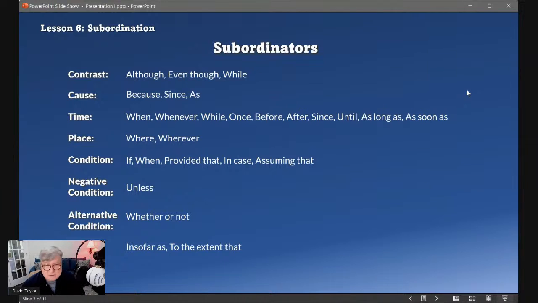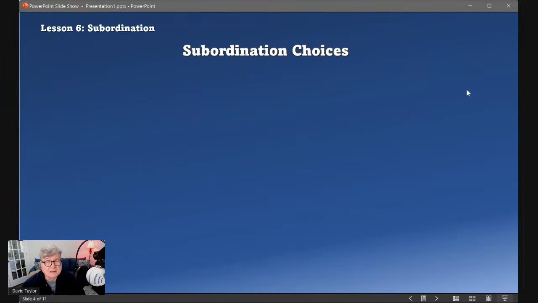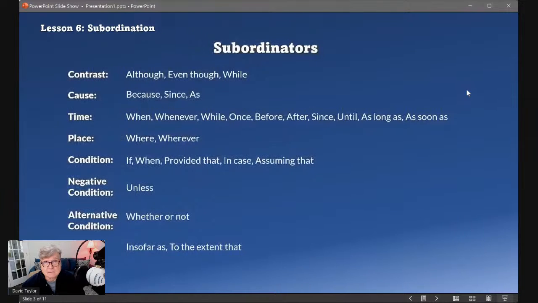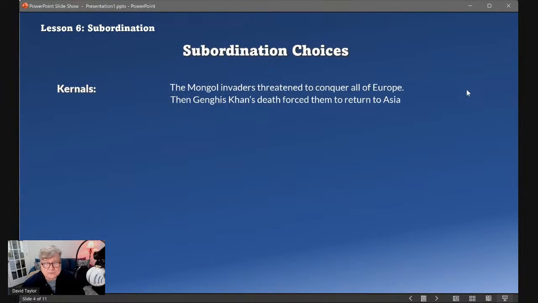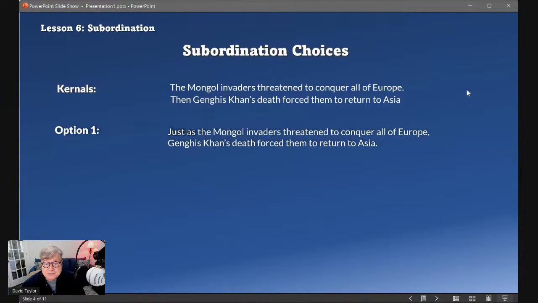But let's take these 27 here and let's apply them according to the case that is needed: contrast, cause, time, place, condition, negative condition, alternative condition, and degree. Let's look at our kernels first. Mongol invaders threatened to conquer all of Europe. Then Genghis Khan's death forced them to return to Asia. Now, which of those do you wish to emphasize? It's up to you. That's why you have options. That's why this entire series is called the Writer's Options. For example, here's an option.